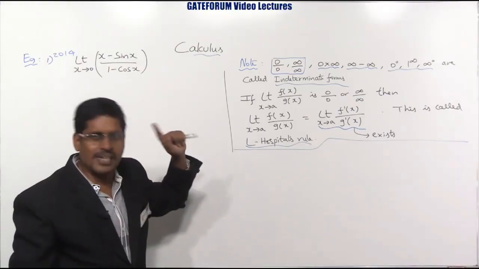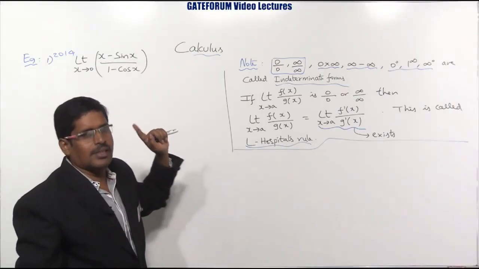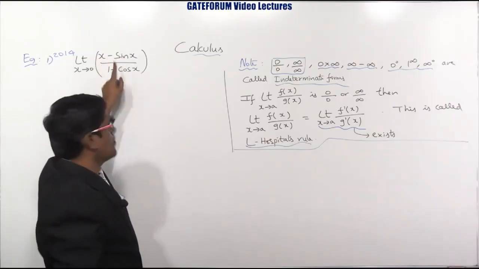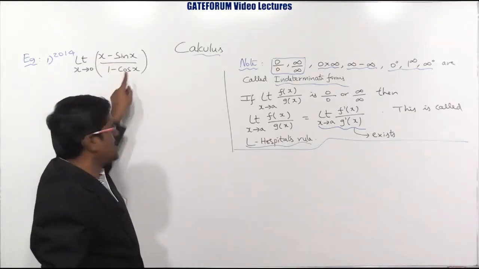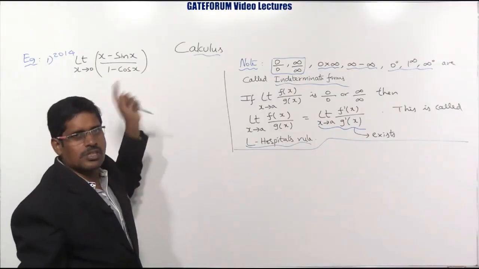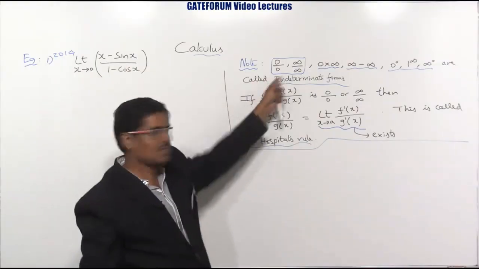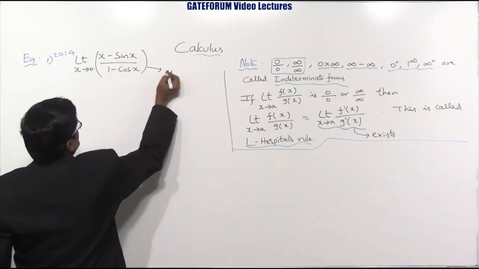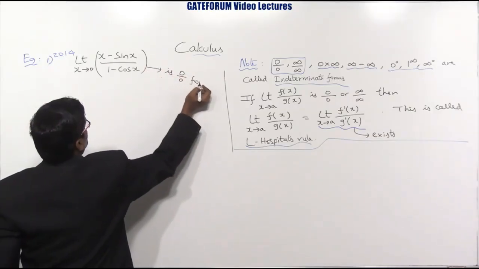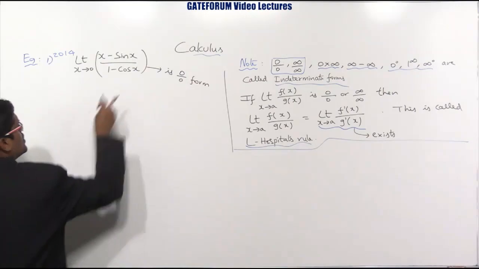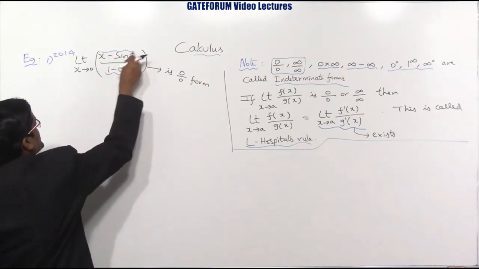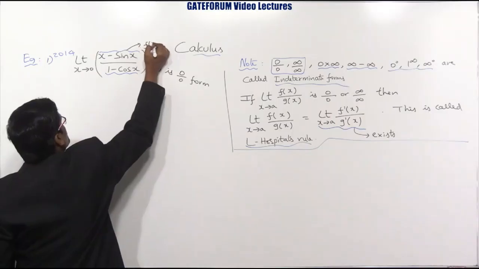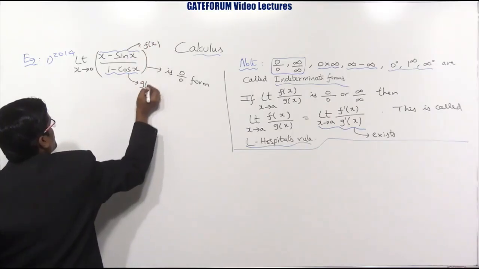If you put x equal to 0 directly, that is called the one step answer. Let us see. 0, sin 0 is 0, 0 minus 0 is 0; 1 minus cos 0 is 1 minus 1, 0. So this is giving 0 by 0 form. Now compare numerator and denominator respectively. This is your f of x and this is your g of x.